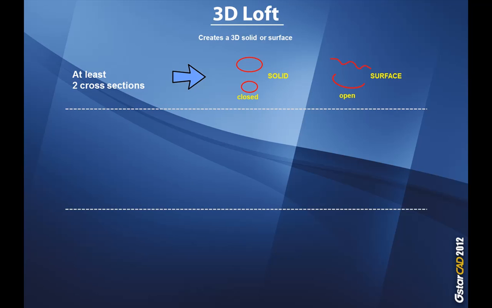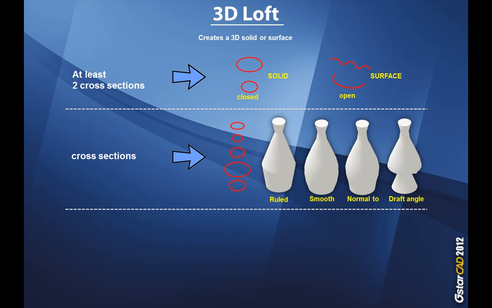Okay, what more does 3D Loft offer in GstarCAD 2012? You will have many options for doing 3D Loft. One of these options is cross section. So you can do a loft operation by cross section, and then you will get the following 3D solid effects. As you see, you have roulette, smooth, normal 2, and draft angle. Those are totally different 3D solid effects.